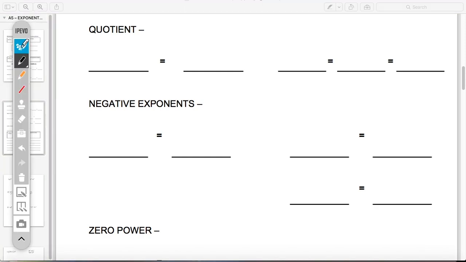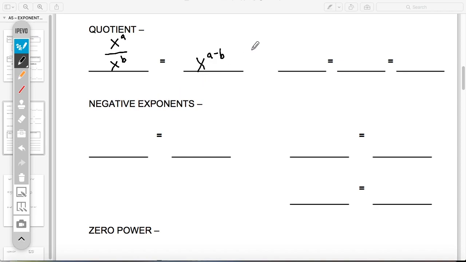Okay, take a look at our quotient rule here. Okay, so here we have x to the a divided by x to the b. Okay, so we evaluate that as x to the a minus b. Okay, so our top power subtracted by our bottom power. And again, these bases have to be the same. So these need to both be x or both be y or both be the same number.